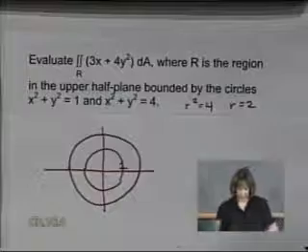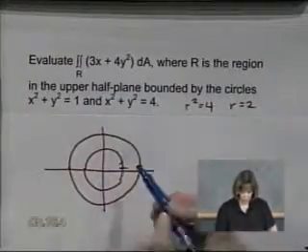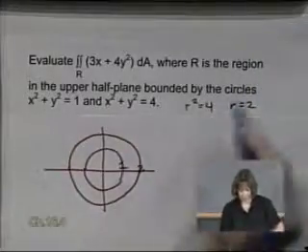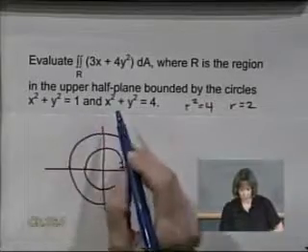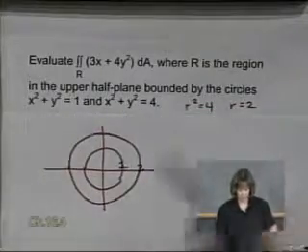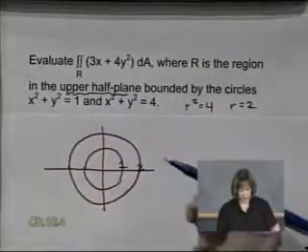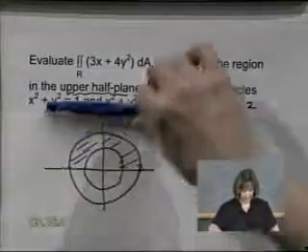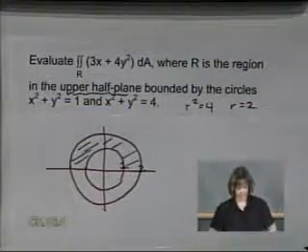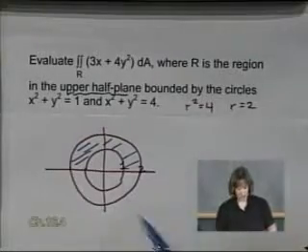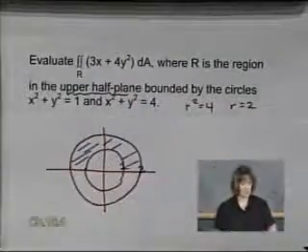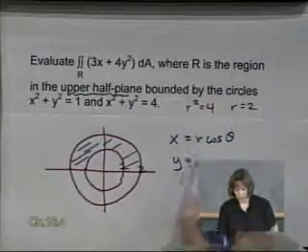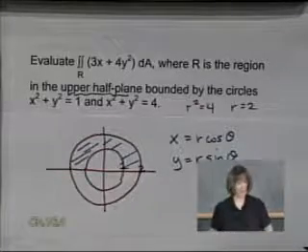Okay, and our region, it says, is the region in the upper half plane bounded by the circles x squared plus y squared equals 1 and x squared plus y squared equals 4. All right, now when it says upper half plane, I'm going to assume that they're talking about being in the half plane above the x-axis. Okay. All right, now I have my region, I want to change this integration into polar form. So wherever I see x, I replace it with r cosine theta. Wherever I see y, I change it with r sine theta.